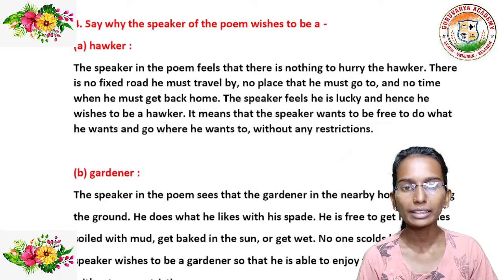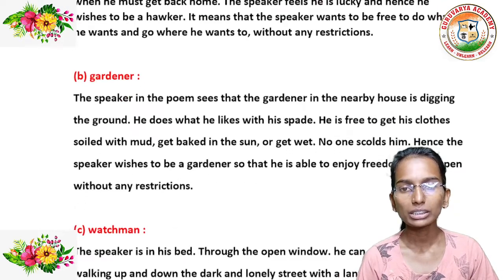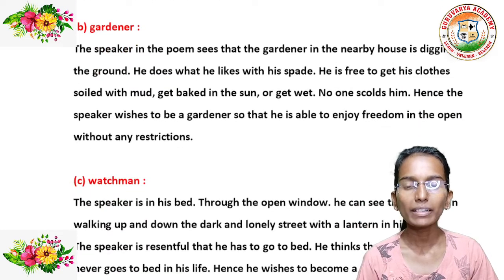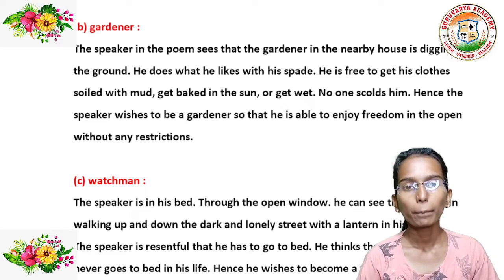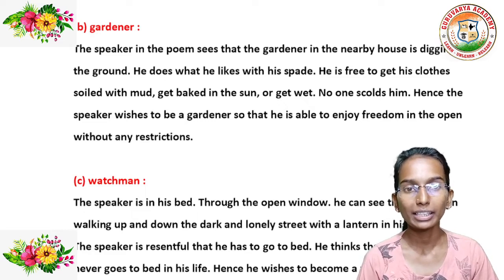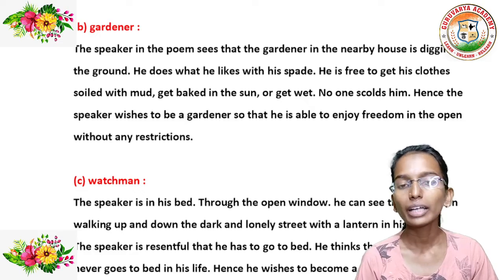It means that the speaker wants to be free to do what he wants and go where he wants to without any restriction. Afterwards, gardener. The speaker in the poem says that the gardener in the nearby house is digging the ground. He does what he likes with his pet. He is free to get clothes soiled with mud, get baked in the sun, or get wet.